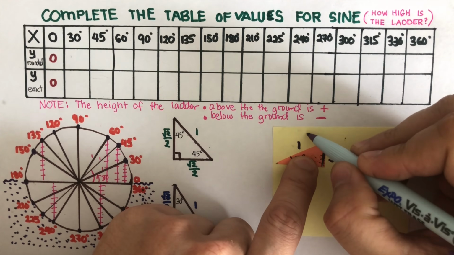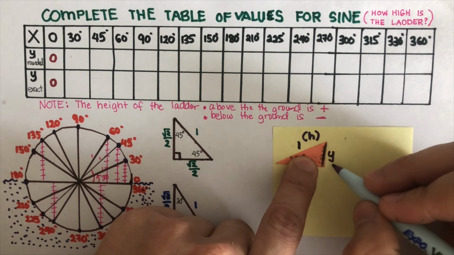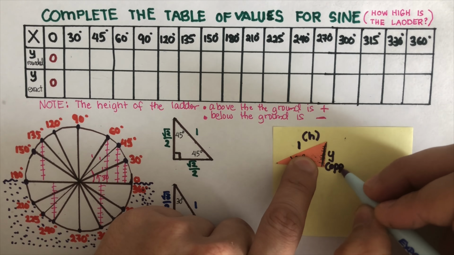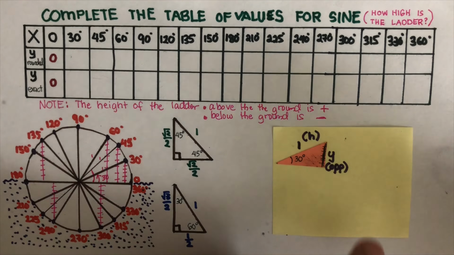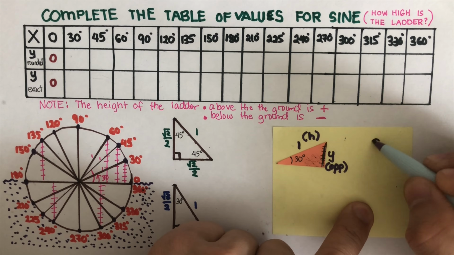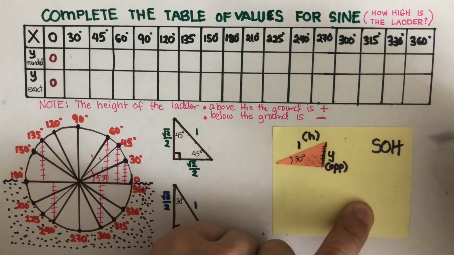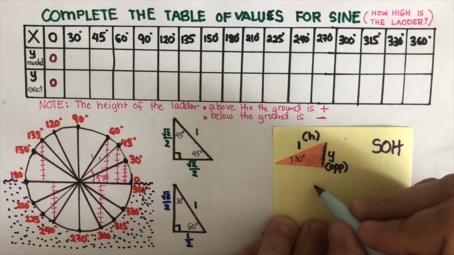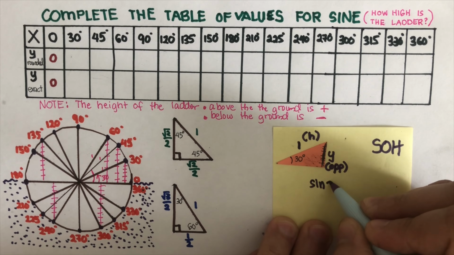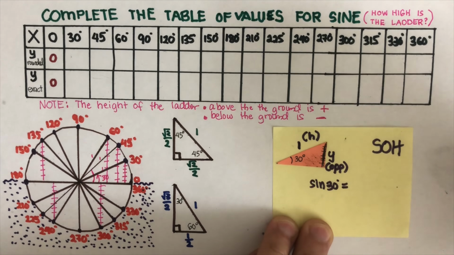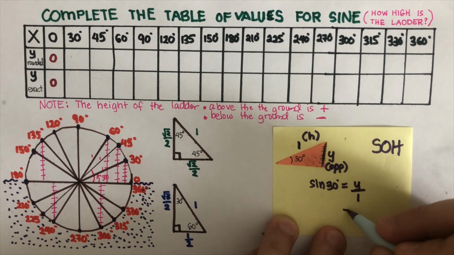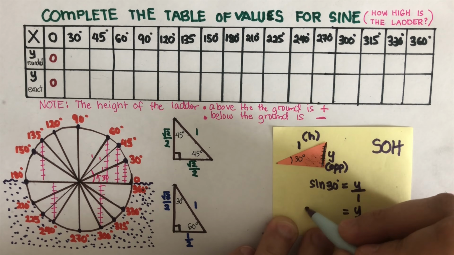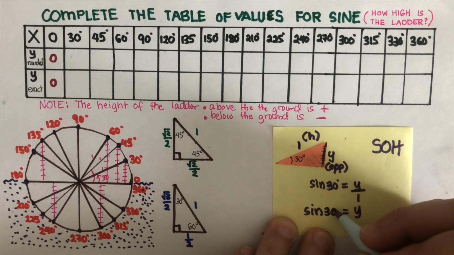So this one right here is our hypotenuse, and this one right here is our opposite. So if we have a hypotenuse and opposite, that's SOHCAHTOA. So this is going to be SOH. So we're going to use sine for this. To set it up, it's going to be sine 30 degrees equals opposite y over 1, which is the hypotenuse. So then we can go ahead and write y equals sine of 30 degrees.